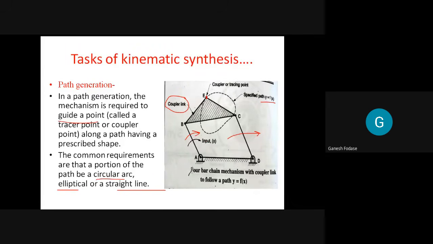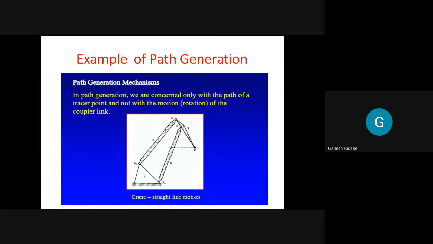And the last one is motion generation. We also talk about an example of this. Now see here, this one is an example of a path generation problem. Actually, it is a crane, and it is desirable. Now here, let's say it is link number 1, link number 2. This 3 is a coupler link, and this one is the fourth link. Here we are not interested in motion of the output link.